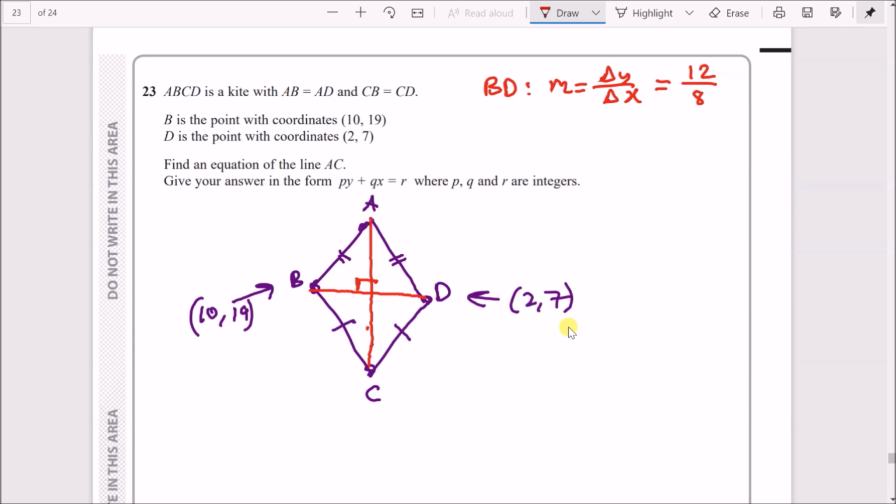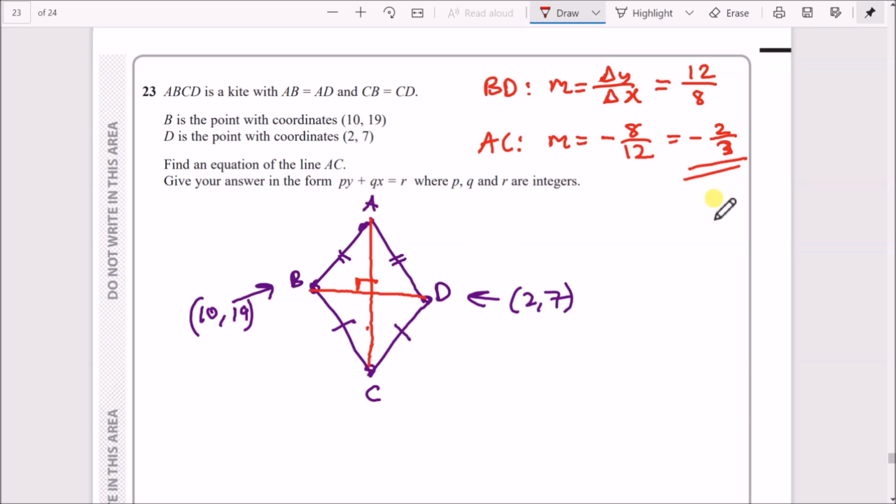Therefore, we can say that for line AC, this is clearly perpendicular. So that means the gradient for this line will be the negative reciprocal. And that's what you do. So negative reciprocal means you flip it upside down and then you flip the sign. So it becomes minus 8 over 12. Yeah. So that's good so far. And just for the sake of it, guys, we should simplify the fraction. And you should get now minus 2/3. Now we got pretty much our gradient here, guys.